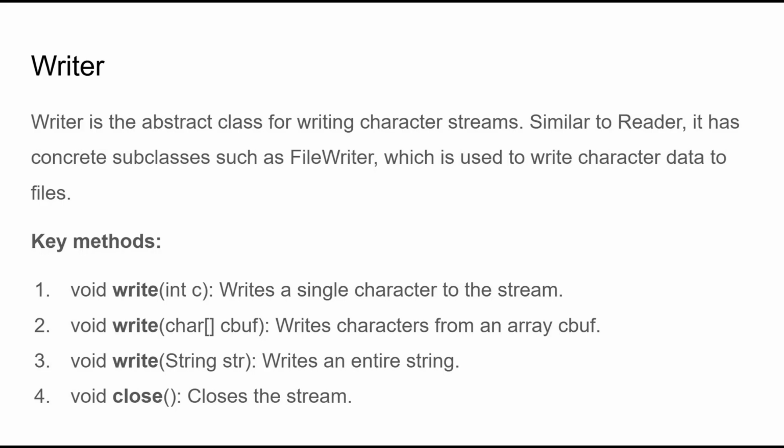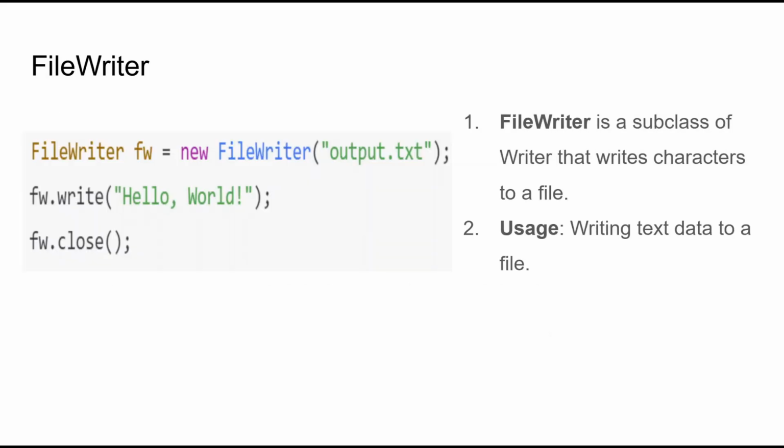This is an example where we have a FileWriter object, and for the path we give output.txt, that is the file name which it will create automatically. fw is the reference variable, and with the write method we can pass a string here, "hello world". It automatically creates a file under the specified path, the output.txt file, where it will write this text hello world, and after that it will close the resources. So FileWriter is a subclass of Writer that writes characters to a file. Usage is writing text data to a file.